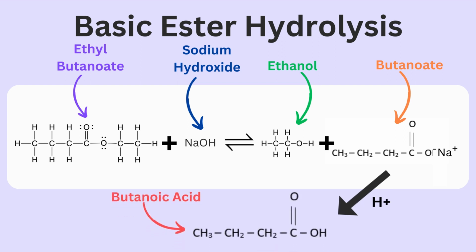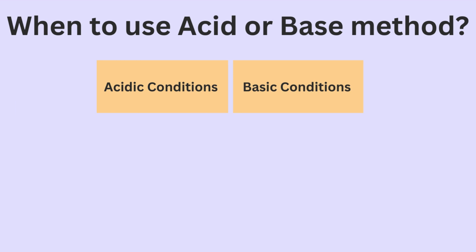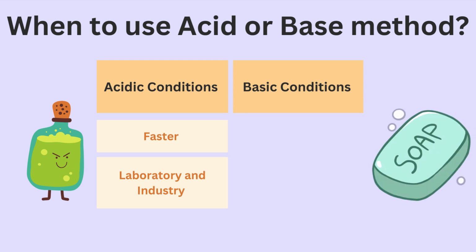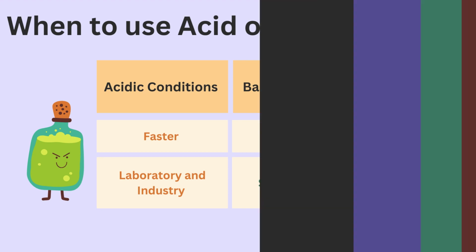Given these two methods, you might want to know which is most commonly used and when. Acid catalysed hydrolysis is often used in the laboratory and in industry. It is typically faster than base hydrolysis, and hence it's handy. On the other hand, base catalysed hydrolysis is used specifically in the production of soaps. This process is called saponification.